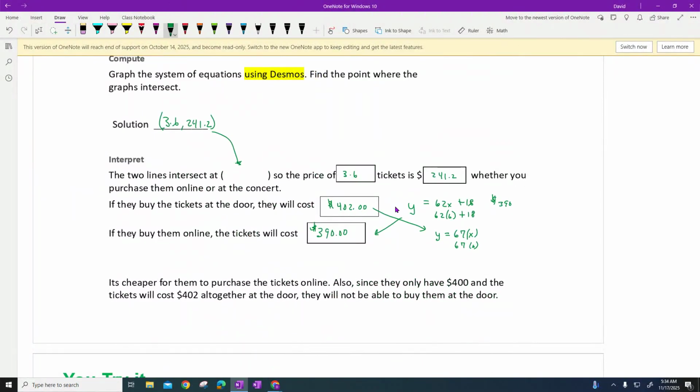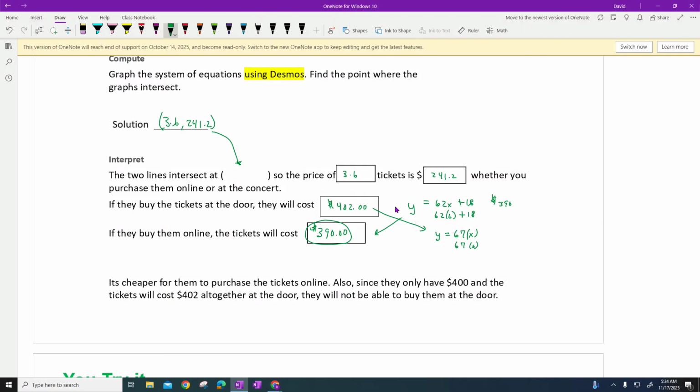Oh yeah, down here it's cheaper for them to buy tickets online. And not only that, they only have $400, so they have to buy the tickets online. Because they only have $400, they don't even have a choice to go buy them at the door.